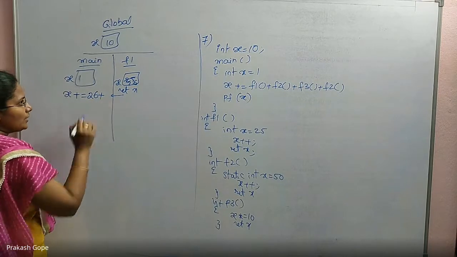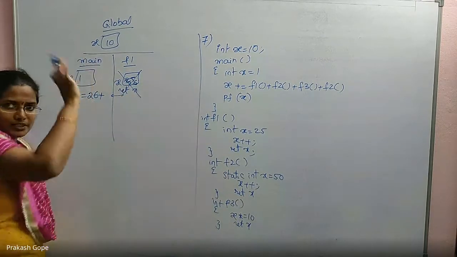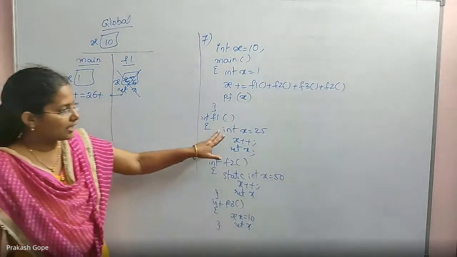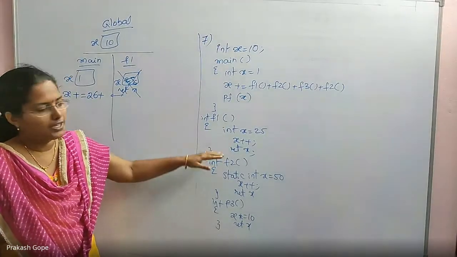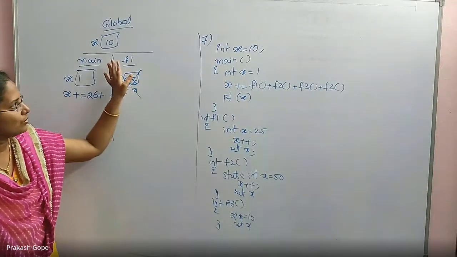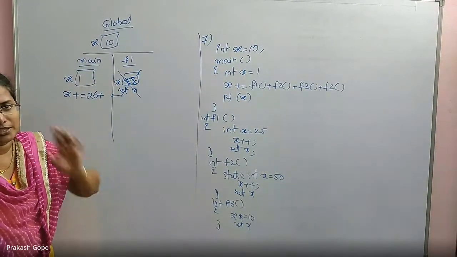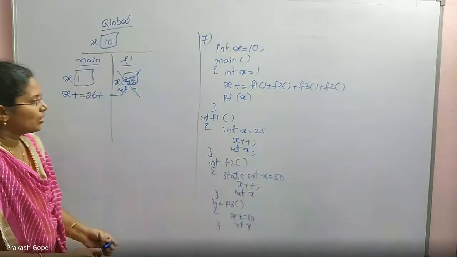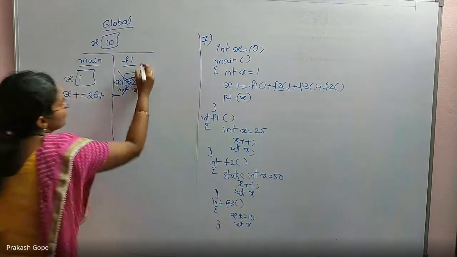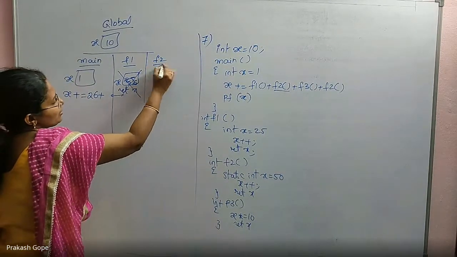When I return, this environment is erased, right? Because it is auto. As I told you, its lifetime is as long as the control lies within the block in which it is declared. Once the control goes back, all the auto variables are erased. So the environment of F1 is erased. It's not available anymore. Then the next call is for F2. Okay, so jump to the F2 function.